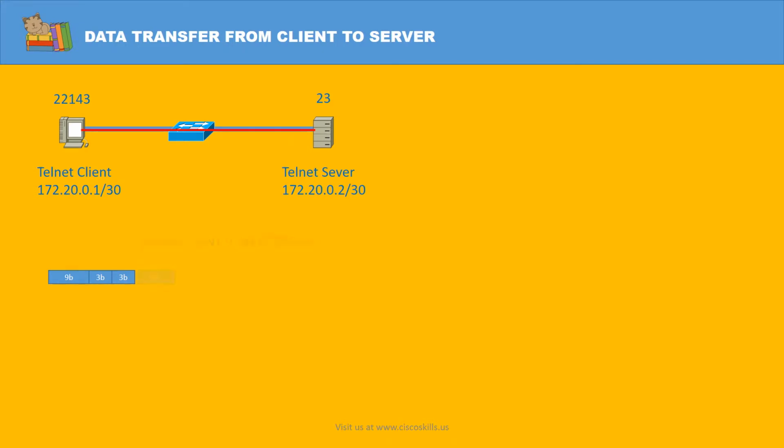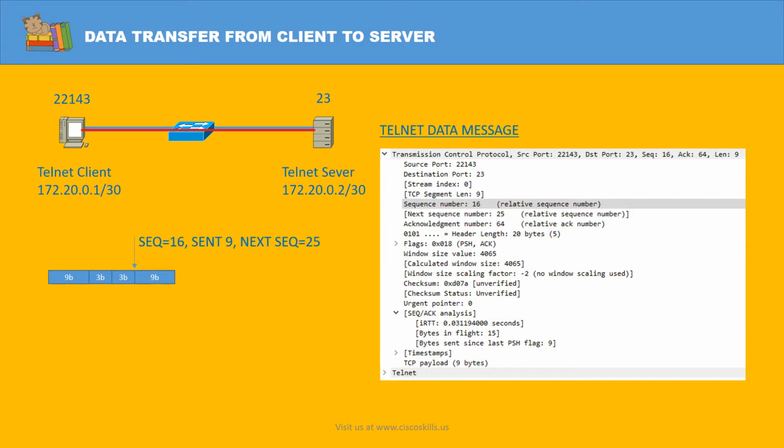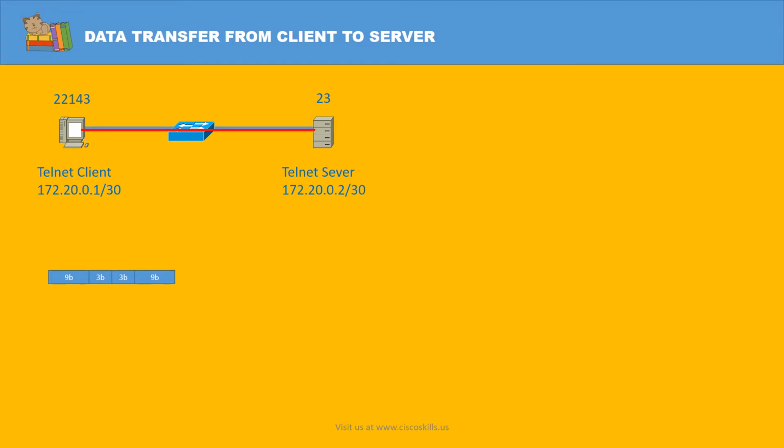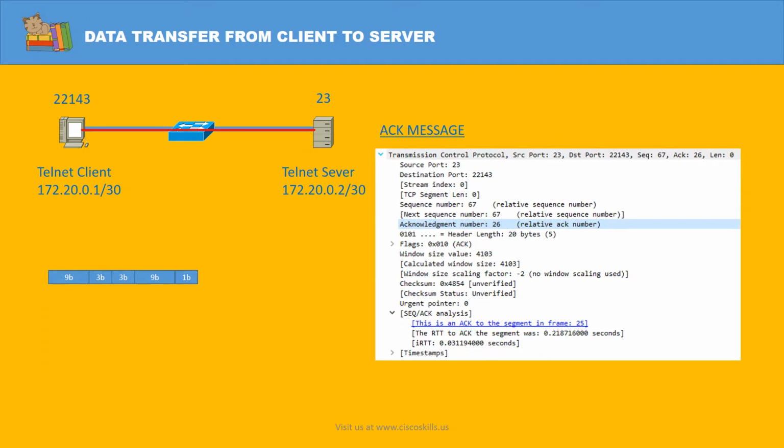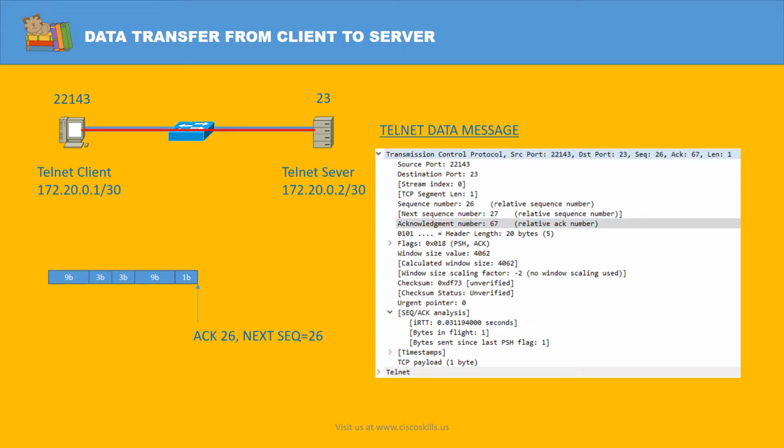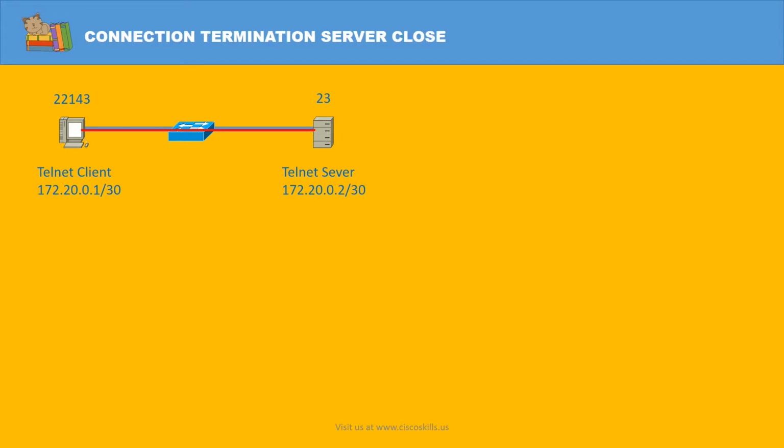Here is how the data is received at the server after receiving this Telnet data message. Here is how the data is received at the server after receiving this Telnet data message. ACK message 26 means it confirmed that it received 25 bytes and it expected to receive the next data message with the sequence number 26. Here is how the data is received at the server after receiving this message. Please notice that the byte in flight is now reduced to 1 and the byte sent is also 1 after it received the ACK message. The data transfer phase continues until either the server or client closes the virtual circuit.